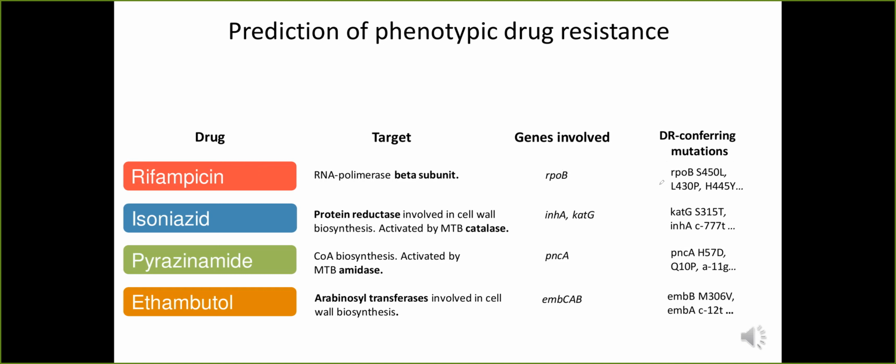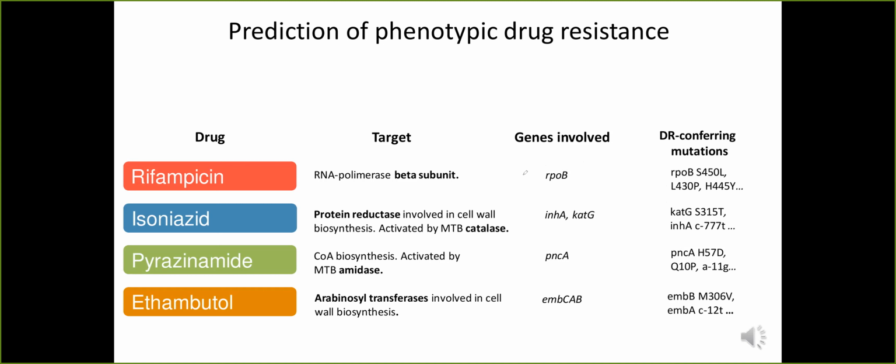But it is important to know that whereas we have a catalog of certain mutations that we know are involved in drug resistance, not all mutations in genes that are involved in drug resistance will cause drug resistance. Meaning, we know there are many mutations in RPOB, for example, that cause resistance to rifampicin, but that doesn't mean that all mutations in RPOB can cause resistance to rifampicin.